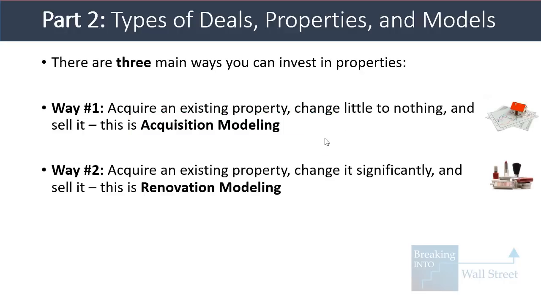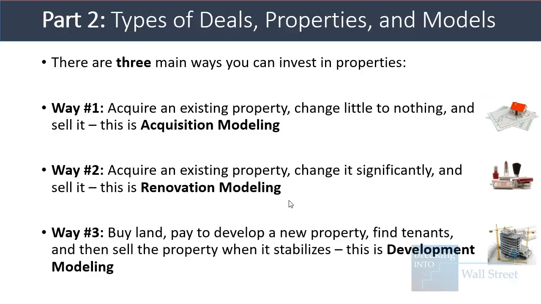Another method is to acquire an existing property, change it significantly, and then sell it in the future, and this is called renovation modeling. And then the third method is to buy land, pay to develop a brand new property, find tenants for it, lease it out to those tenants, and then sell the property as soon as its net operating income and rental income stabilize, and this is called development modeling.